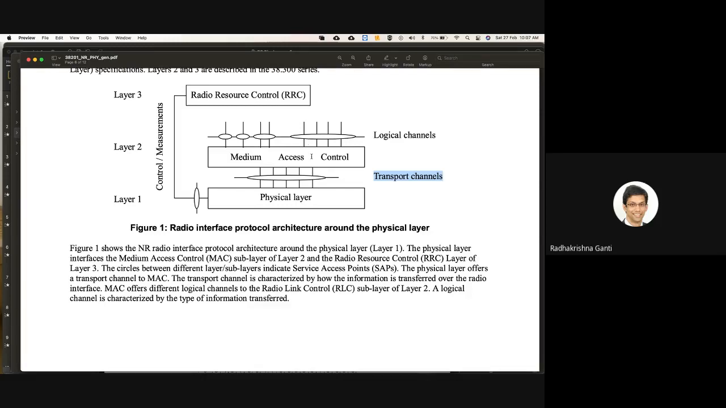And similarly, the medium access control layer talks to the higher layer through something called logical channels. Anyway, we are not worried about that. So let's just focus on the transport channels. This is what happens between layer 2 and layer 1. The medium access control layer talks to the physical layer through transport channels.